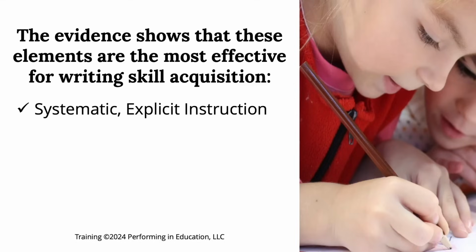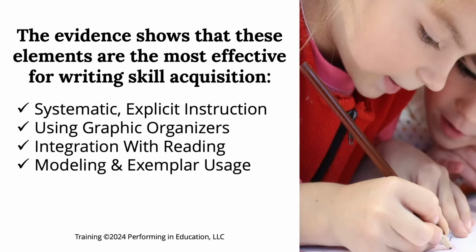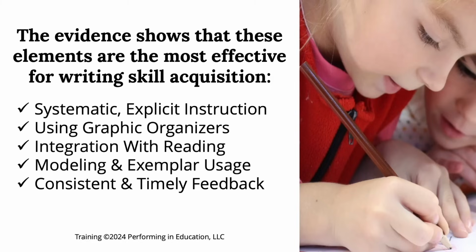So the evidence shows that these elements are the most effective for writing skill acquisition, first being systematic, explicit instruction. I am going to get sick of saying this during the training because it is on nearly every slide. And that is because it is the key to making sure that your students gain the knowledge that they need around writing, just like direct, systematic instruction in reading is what our students are going to need to learn to read. So using graphic organizers, integration with reading, so important, modeling and exemplar usage, and consistent and timely feedback.